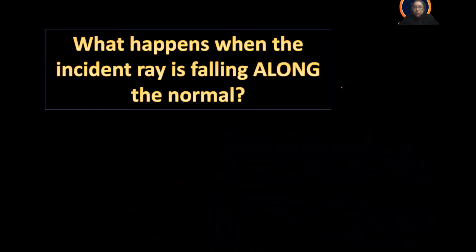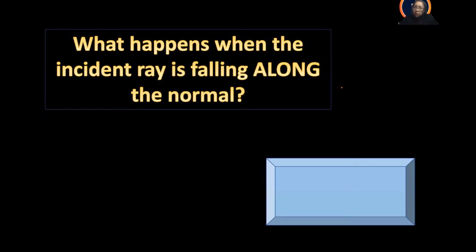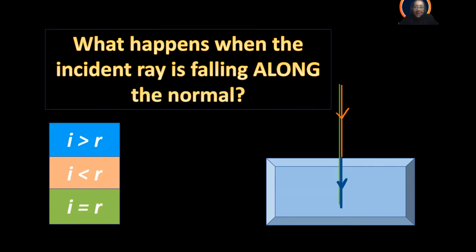Now there is a possibility of a case 3. What happens when the incident ray is falling along the normal? Here let's imagine that this is a normal which is perpendicular to the refracting surface, and the incident ray is right away moving along it. Now we will observe that the refracted ray is also moving along the normal. So can you guess the relationship between the angle of incidence and the angle of refraction? Come on, which one is the correct answer? Write to me in the chat now.